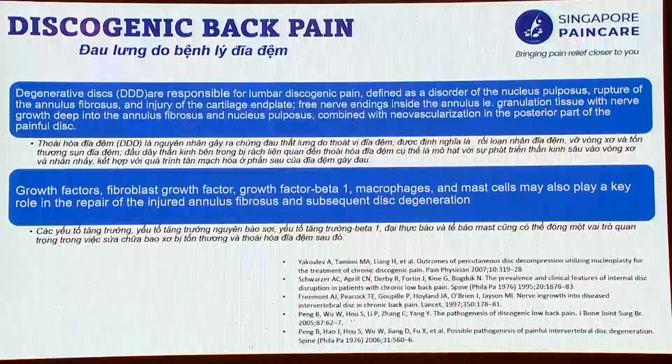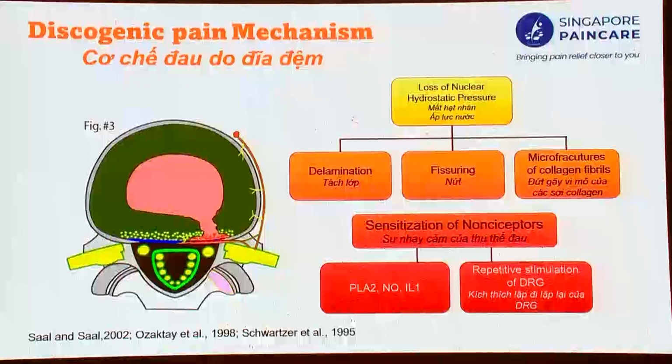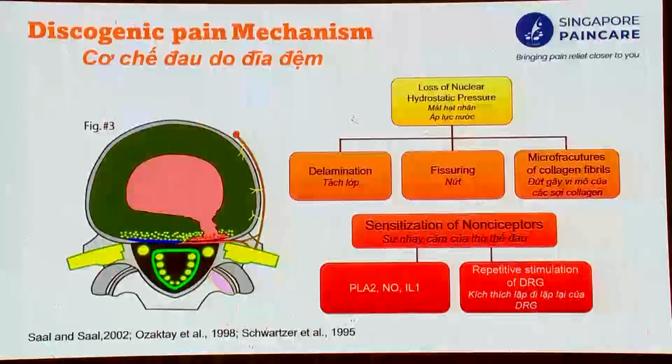So once that happens, together with a lot of other growth factors, macrophages, etc., there's a lot of repair and degeneration ongoing in the disc. This will result in what we call disc disruption or discogenic back pain. This is a diagram that is clearer to describe what I just said.